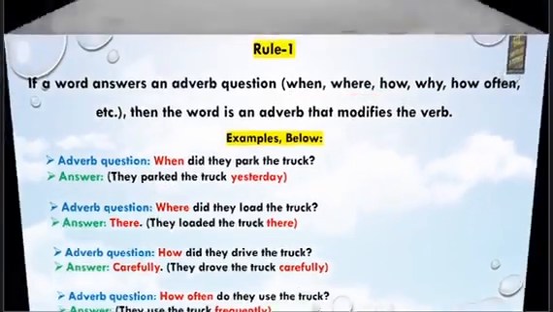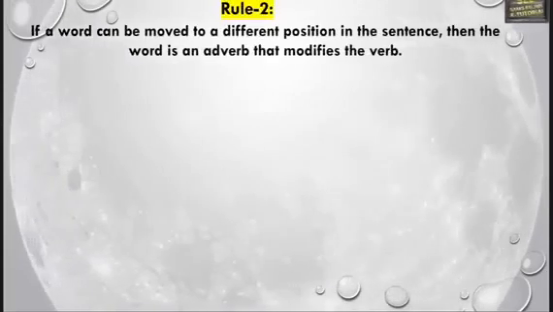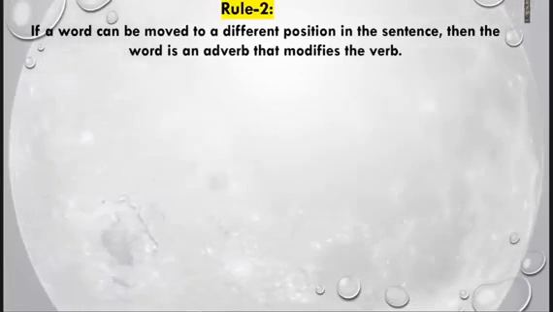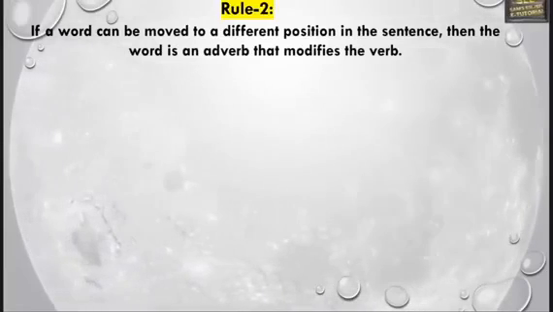Now quickly look at rule 2, which is the major rule, the core rule for this lesson. What is rule 2 telling us? Rule 2 tells us about the mobility characteristics of an adverb. Now take a look at this. If a word can be moved from a different position in a sentence, then the word is an adverb that modifies a verb. Please take note.